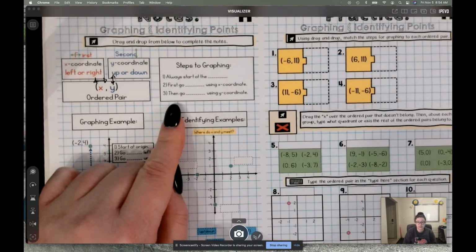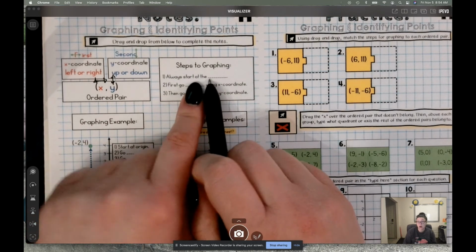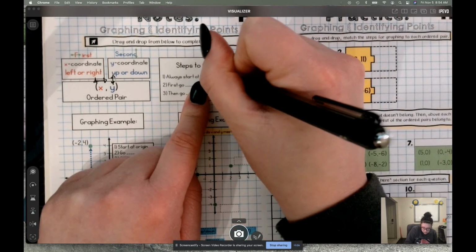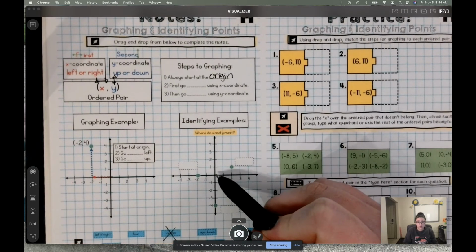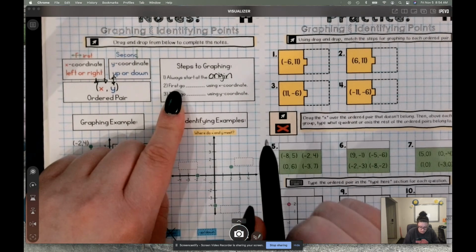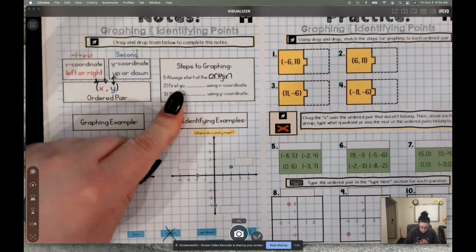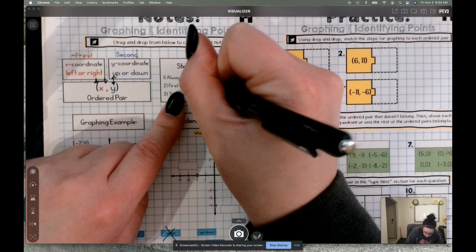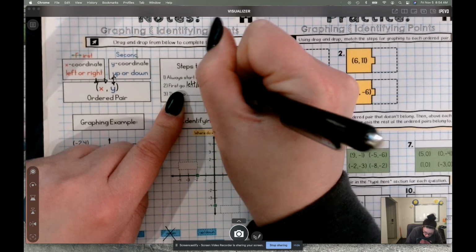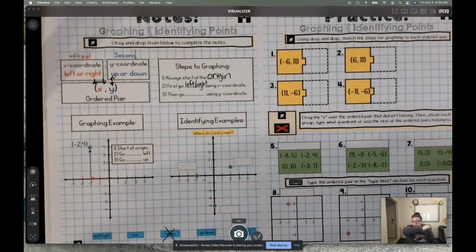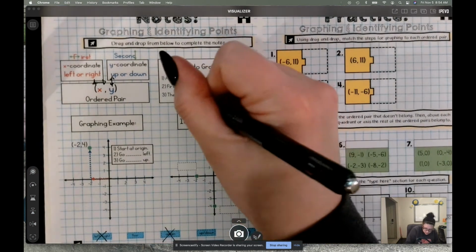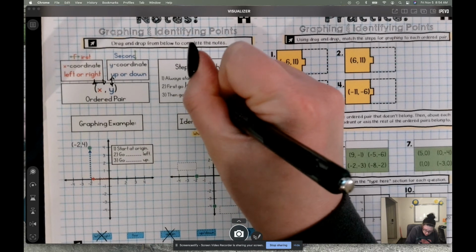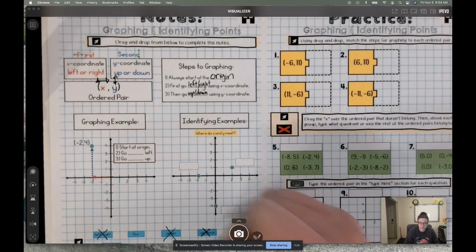So there are 3 steps to when we graph. The first is that we always want to start at the origin. We always want to start at that origin, that center point. We're always starting there when we're plotting a point. First, we're going to go horizontally, left or right, using the x coordinate. First, we're going side to side. Then we go up or down using the y coordinate.